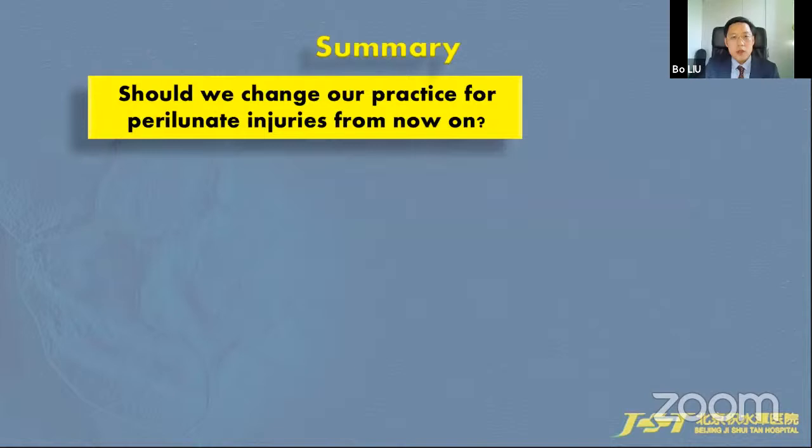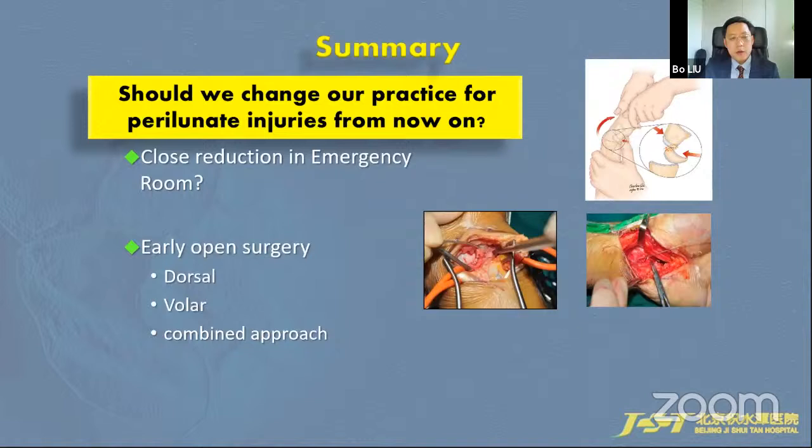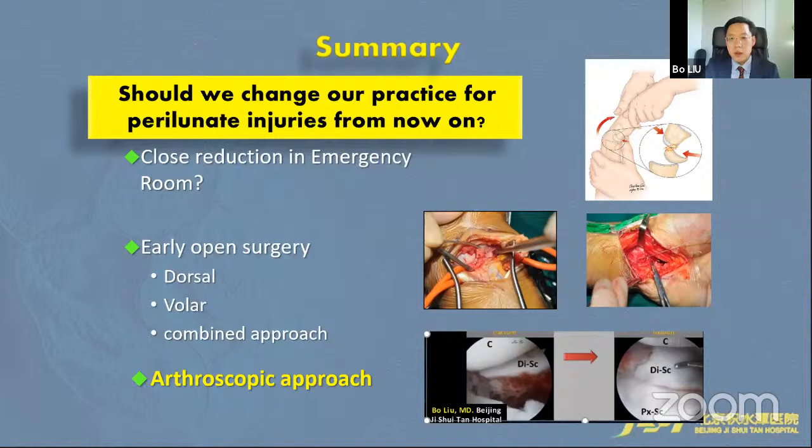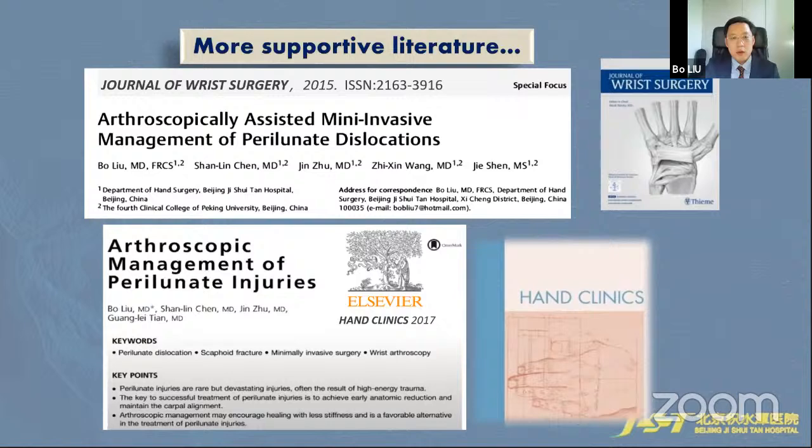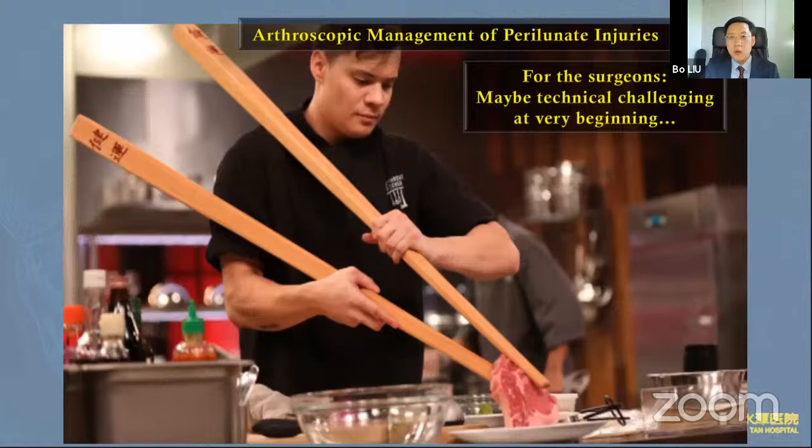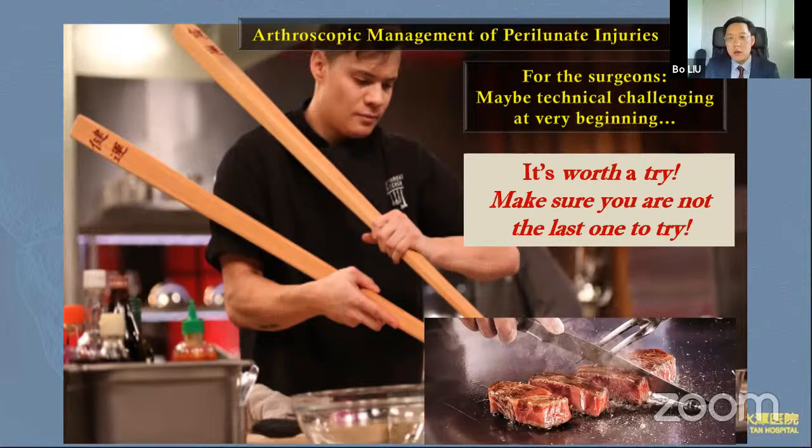So should we change our practice for perilunate injury from now on? Should we still do a closed reduction in the emergency room? Yes, we still do it, but avoid blind, repeated, forceful closed reduction. Which approach is better, dorsal, volar, or combined? We have a lot of debate. But now, should we also think about the arthroscopic approach? Yes, because a lot of evidence has shown that it's an option. For surgeons, it may be technically challenging at the very beginning, but it's worth a try, and make sure you're not the last one to try.